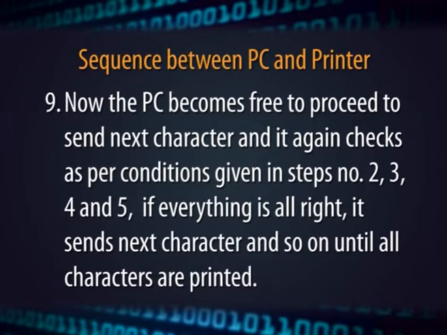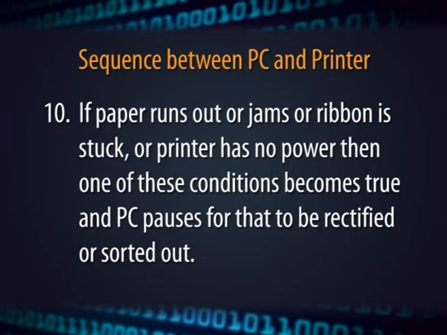9. Now, the PC becomes free to proceed to send the next character, and it again checks as per the conditions given in steps 2, 3, 4, 5. If everything is all right, it sends the next character and so on until all characters are printed. 10. If paper runs out or jams, or the ribbon is stuck, or the printer has no power, then one of those conditions becomes true and the PC pauses for that to be rectified or sorted out.